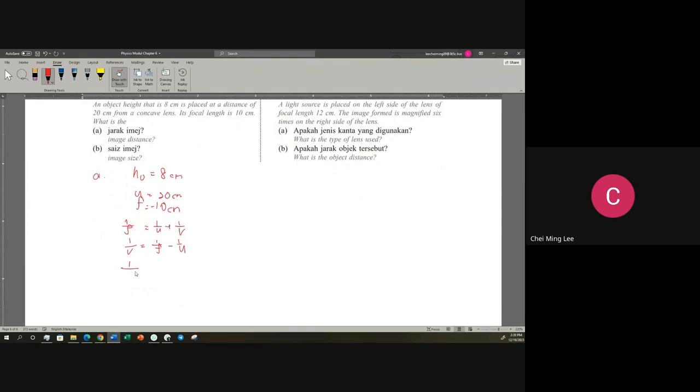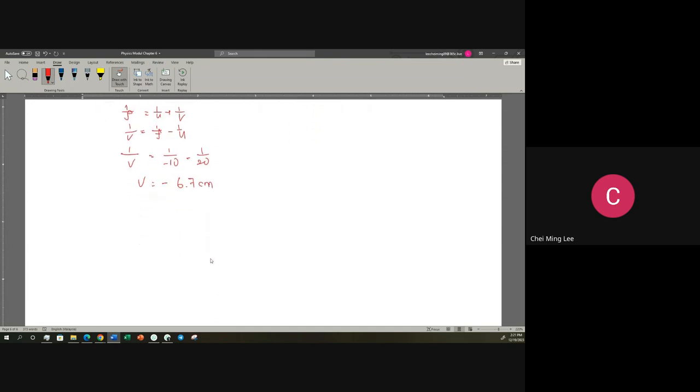So you will get 1 over negative 10 minus 1 over 20. Your v should be negative 6.7 cm. Now for the image size, we can use the formula HI over HO.